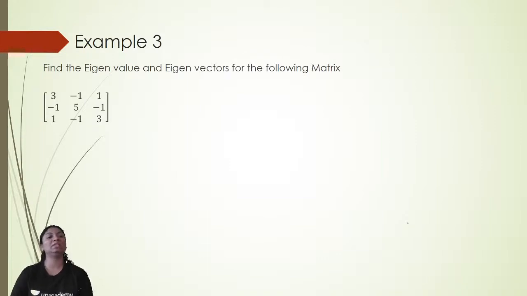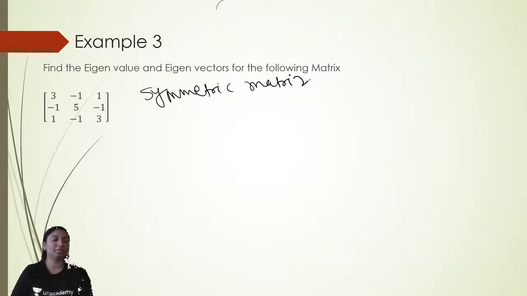Now see, this is a symmetric matrix: 3 minus 1 1, minus 1 5 minus 1, 1 minus 1 3. So this is a symmetric matrix. Okay, this is our symmetric matrix. Now we will find the eigenvalues. First of all, the determinant of A, and after the determinant of A we will get the eigenvalues.